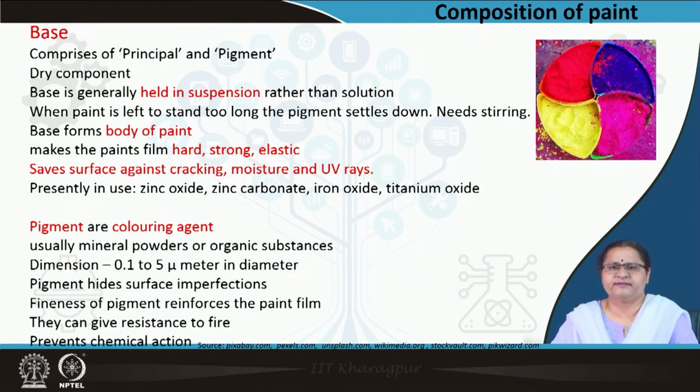Now, what are these pigments? The pigments are the coloring agents which are mineral powders. It may be mica, it may be aluminium. When it is aluminium, we say it is aluminium paint. These may be organic substances also. They are in dimension 0.1 to 5 micrometer. So, these pigments hide the surface imperfections.